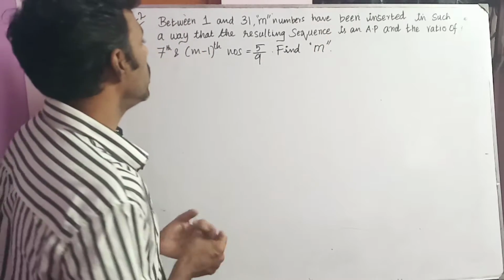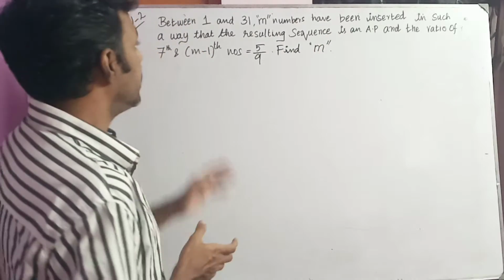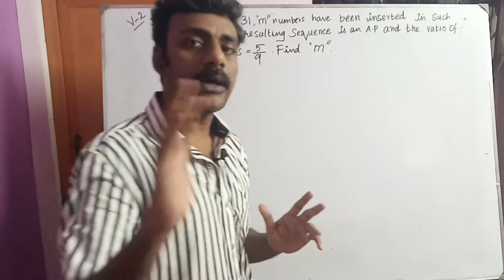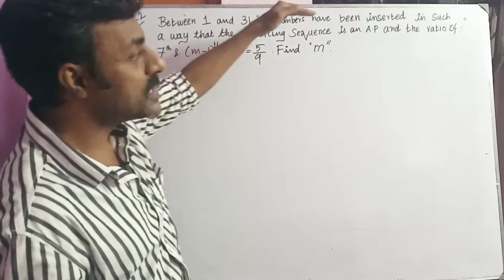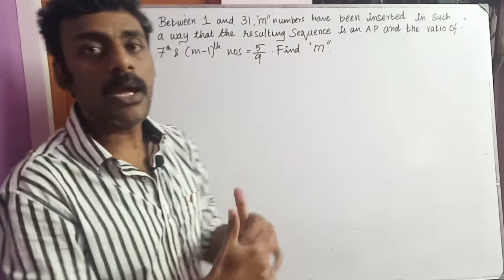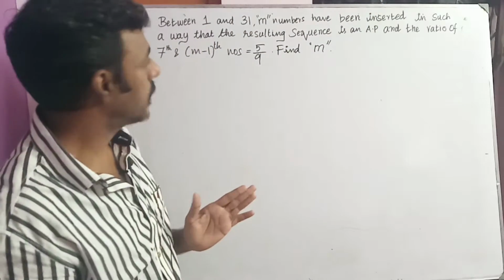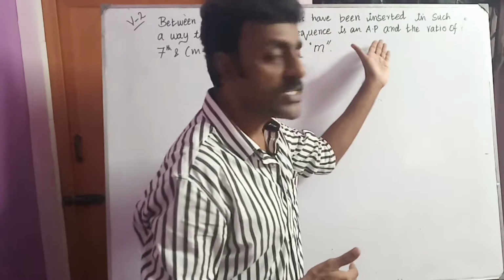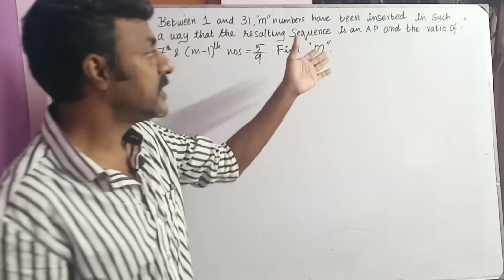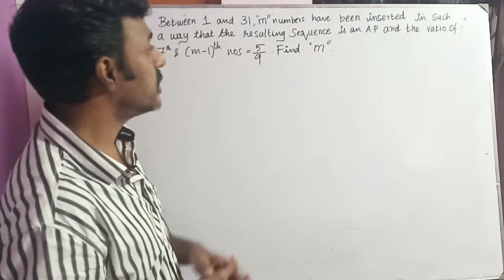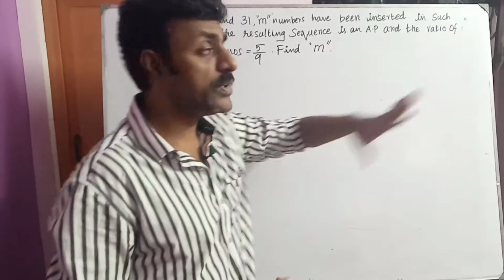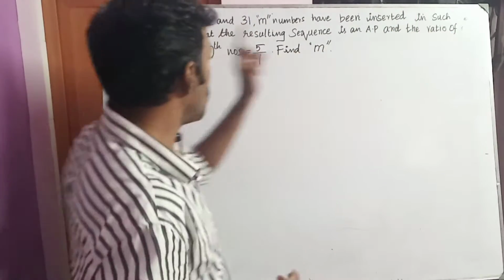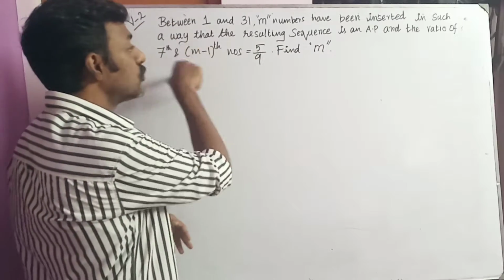Here what they are telling is that between the numbers 1 and 31, m numbers have been inserted midway, such that the resulting sequence will be an AP. And they are talking about the ratio in the second part of the problem. They are talking about the ratio of the 7th and (m minus 1)th numbers.